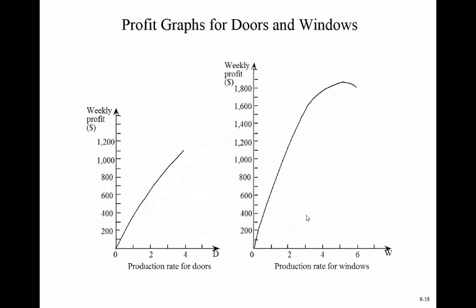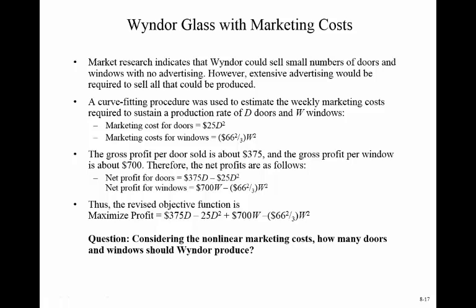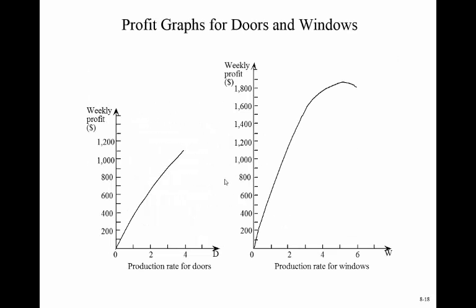So the profit graphs, by the way, are shown here. Although the one on the left looks pretty darn linear, it's really not. It's the production rate for doors, and it doesn't decrease as dramatically as the one on the right. In other words, 25 times the number of doors squared versus 66 times the number of windows squared.